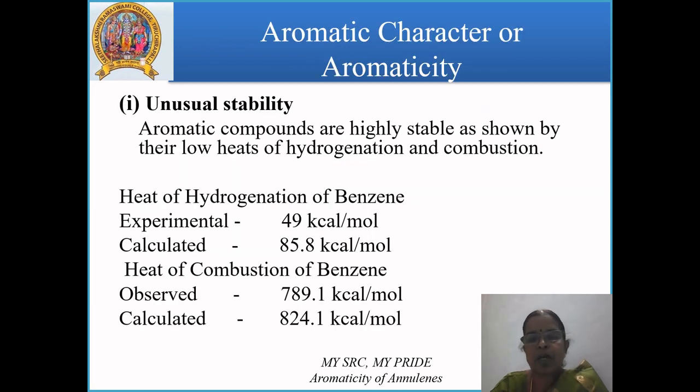Aromatic compounds are unusually stable. This can be illustrated using benzene. The experimentally measured heat of hydrogenation of benzene is very much less than the calculated heat of hydrogenation of benzene. Similarly, the measured and calculated heats of combustion of benzene differ by 36 kilocalories per mole, which is responsible for the stability of benzene.